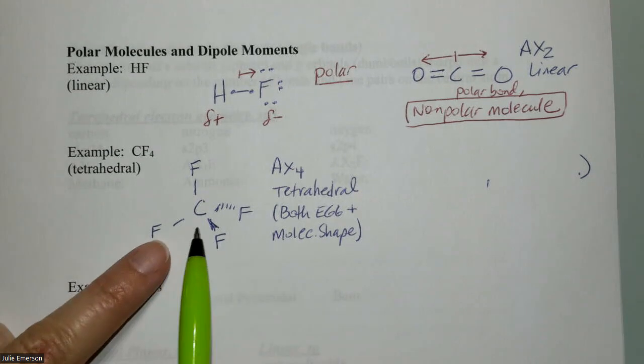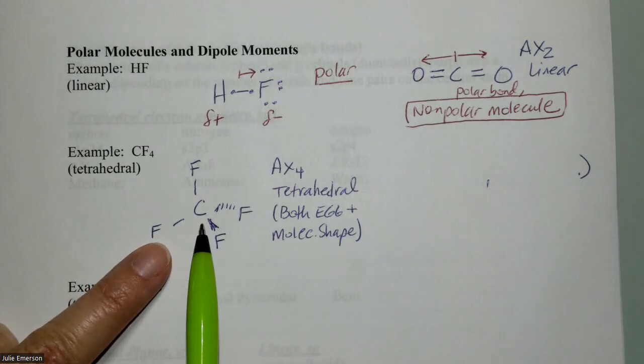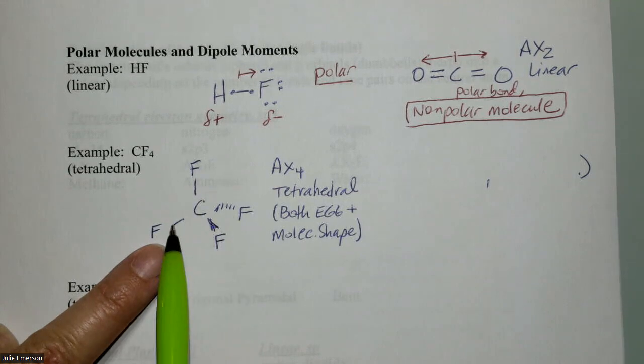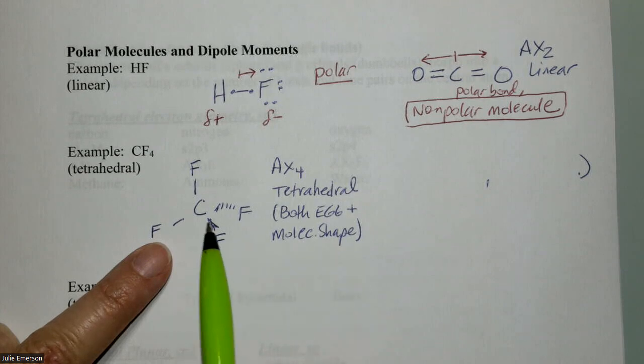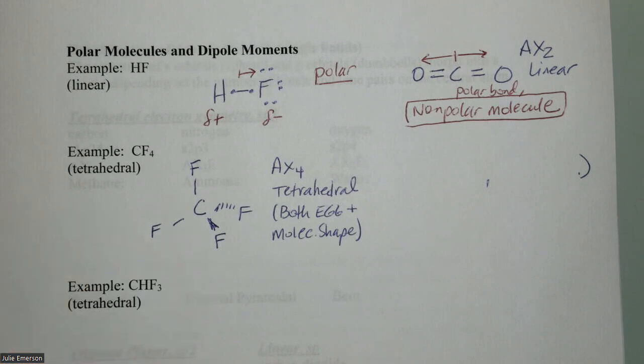Again, to reiterate what we looked at, because there's no lone pairs on the carbon, it's just AX4. That is both the electron group geometry and the molecular shape. So they're both the same. If I ask you, okay, CF4, what's the electron group geometry? You'd say, okay, 1, 2, 3, 4 total groups, tetrahedral. If I said, what's the molecular shape? There's no lone pairs here, so it's going to look exactly like tetrahedral.